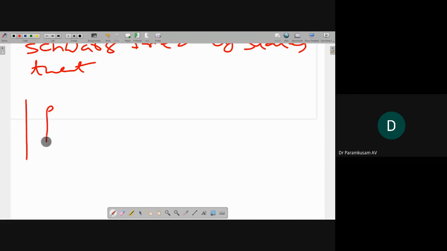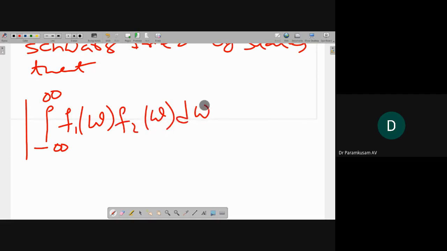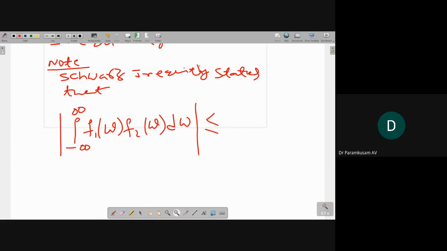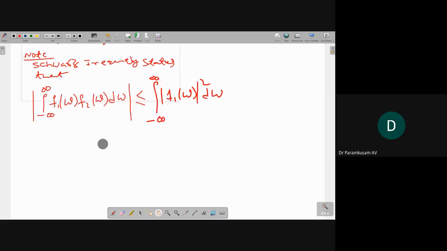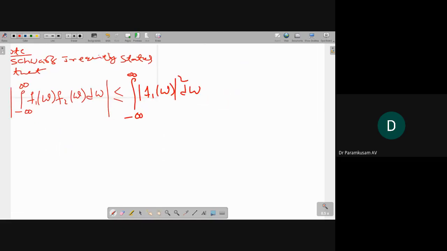mod integration minus infinity to plus infinity f1 of omega f2 of omega d omega, mod, is less than or equal to integration minus infinity to plus infinity mod f1 of omega whole square d omega into integration minus infinity to plus infinity mod f2 of omega d omega.